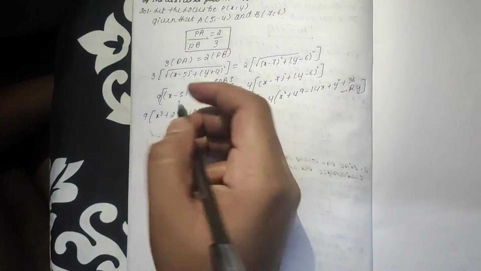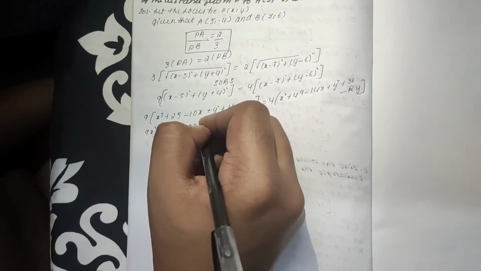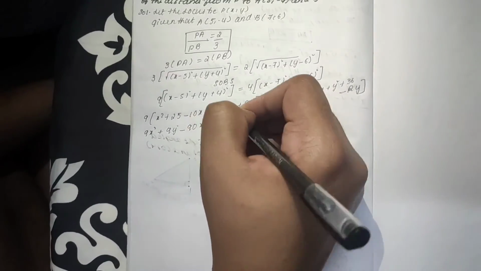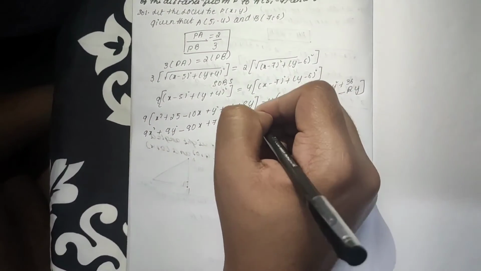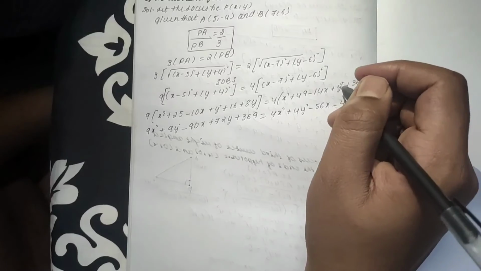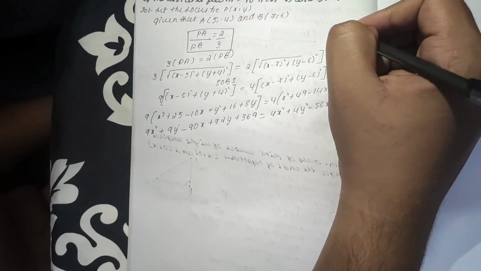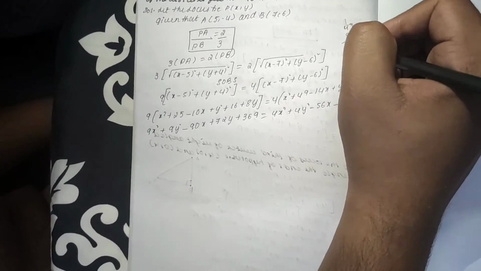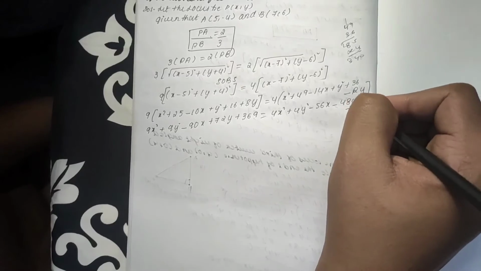Multiply this 9 inside the bracket, which gives 9x square plus 9y square minus 90x plus 72y plus 41. 25 plus 16 is 41, and 41 into 9 is 369, is equal to 4x square plus 4y square minus 56x minus 48y. 49 plus 36, sorry, it's 85. 85 into 4 is 340.